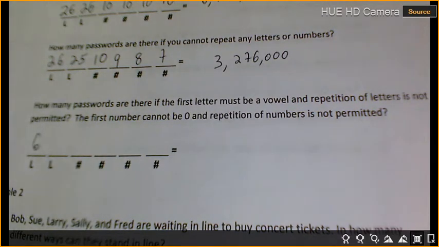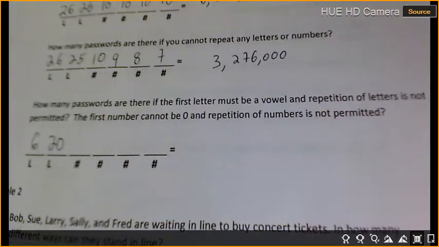Okay? All right. How many other letters are there? Because we can't repeat those vowels. So what other numbers can I use? 20. Because I can't use vowels, so I can't repeat. Oh, subtract 26 minus 6.